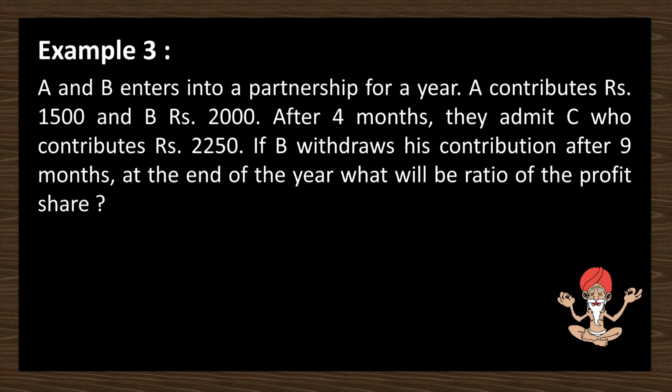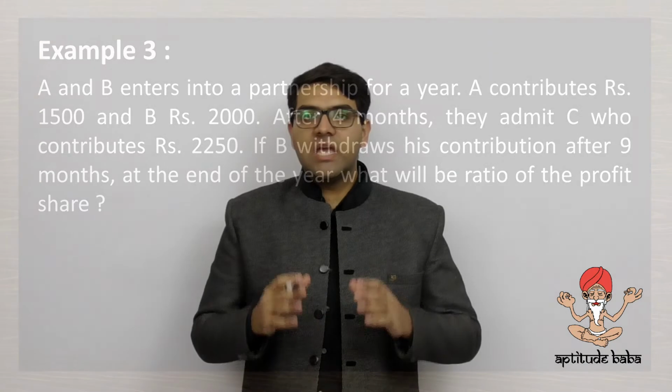A and B enter into a partnership for a year. A contributes rupees 1500 and B rupees 2000. After 4 months, they admit C, who contributes rupees 2250. If B withdraws his capital after 9 months, at the end of the year, what will be the ratio of the profit share? In this question, I am given three partners A, B and C.